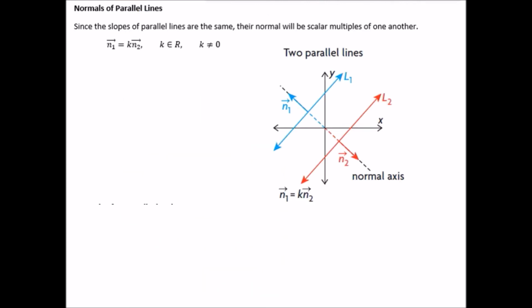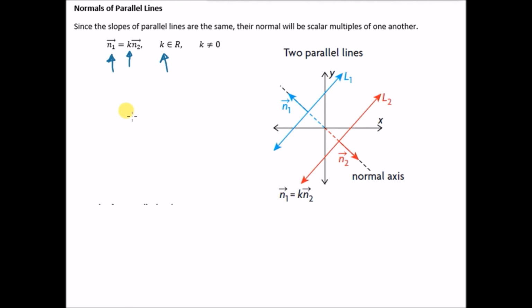So let's just talk about normals of parallel lines. Since the slopes of parallel lines are the same, their normals will be scalar multiples of one another. In other words, their normals are going to have the same slope as well. So how we denote this is the vector of normal number 1 equals k times vector normal number 2. Okay, and that scalar multiple k is a real number and doesn't equal 0. So it just can't equal 0.